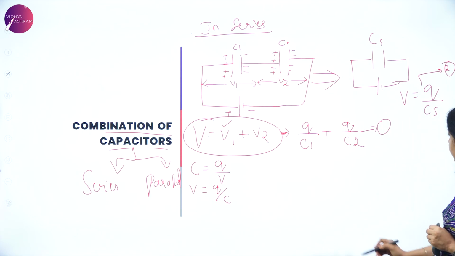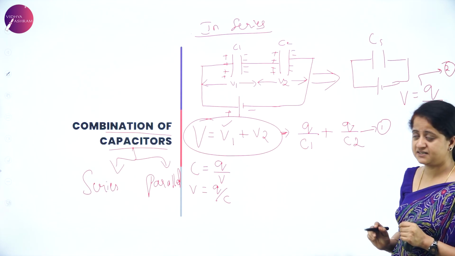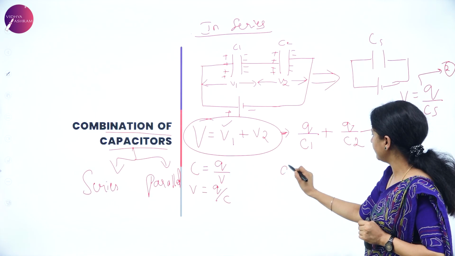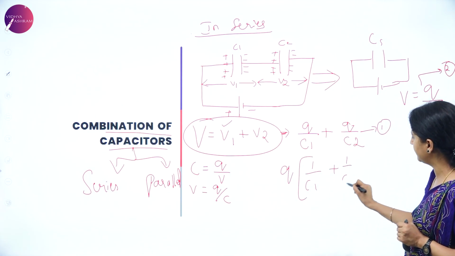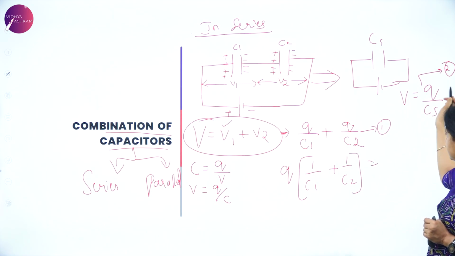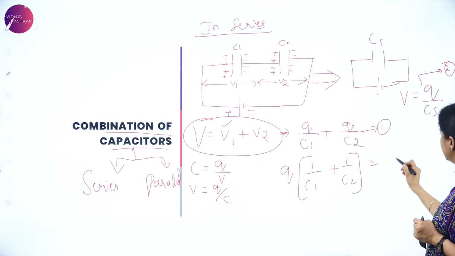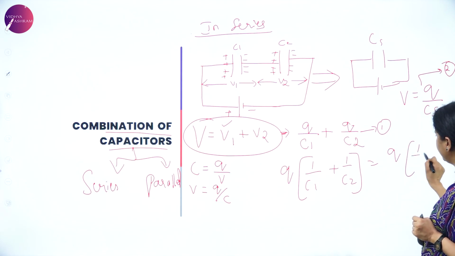Now from equation 1 and 2, since in both these equations we have V term in the LHS, we can equate these two equations. So from the first equation I have Q common and I can write it as 1 divided by C1 plus 1 divided by C2, which is equal to the second equation, it is V only. Both the equations we are equating for V, so it is Q divided by Cs, or we can write it as Q into 1 divided by Cs.